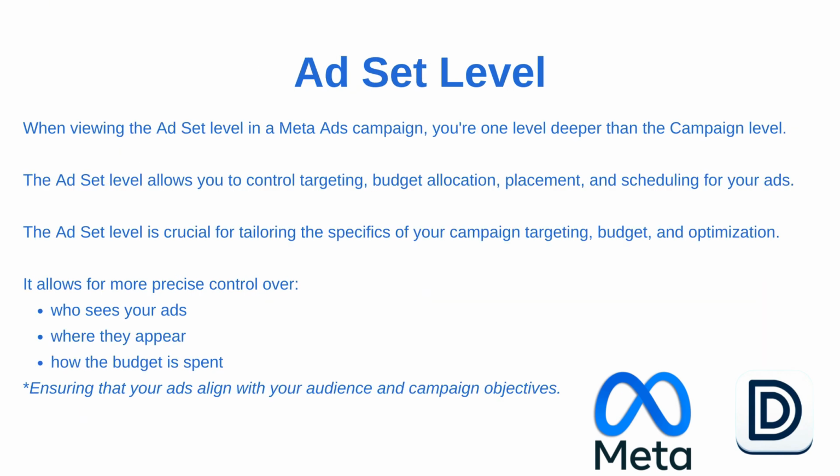When viewing the ad set level in a Meta ads campaign, you're one level deeper than the campaign level. The ad set level allows you to control targeting, budget allocation, placement, and scheduling for your ads. The ad set level is crucial for tailoring the specifics of your campaign targeting, budget, and optimization. It allows for more precise control over who sees your ads, where they appear, and how the budget is spent, ensuring that your ads align with your audience and campaign objective.